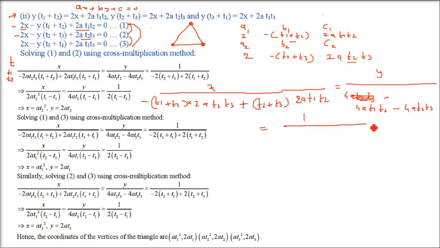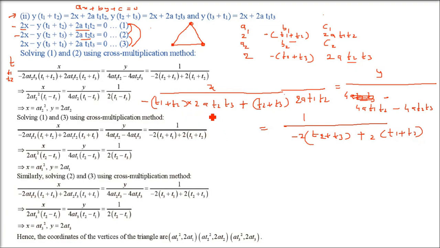So this will be equal to 1 by A1 B2 minus A2 B1. A1 B2 minus A2 B1. So this is a negative 2 into T2 plus T3 actually. And then we have A2 B1. A2 B1 is 2 and minus minus 2 T1 plus T2. Minus 2, so minus minus becomes plus 2 T1 plus T2.